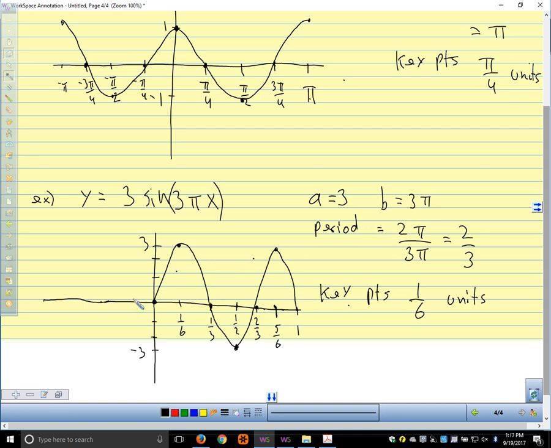And if I wanted to go this way, I could just go in the negative direction. And there would be 2 periods. A little more than 2 periods. All right, questions there?